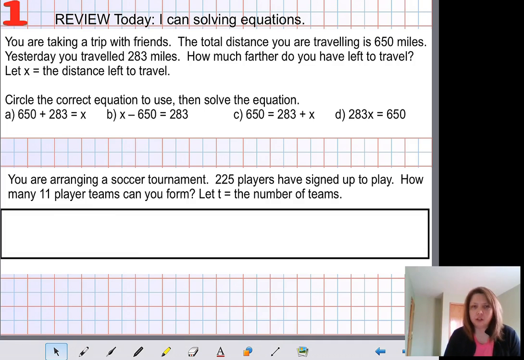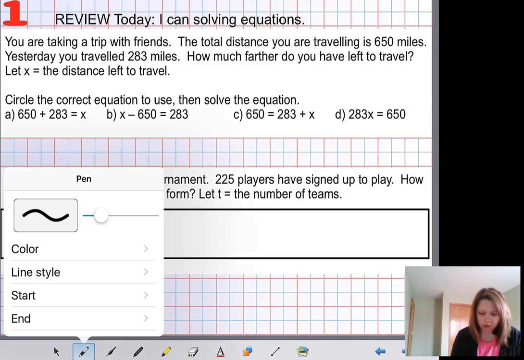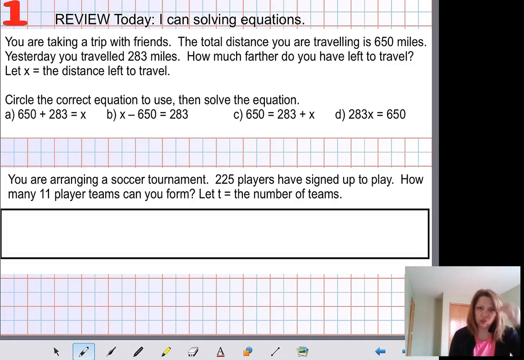So you're taking a trip with friends. The total distance you're traveling is 650 miles. Yesterday you traveled 283 miles. How much further do you have left to travel? Let x be the distance that is left to travel. So if we look at all those choices, A, B, C, D, I want you to think about which one of those will best describe your situation.